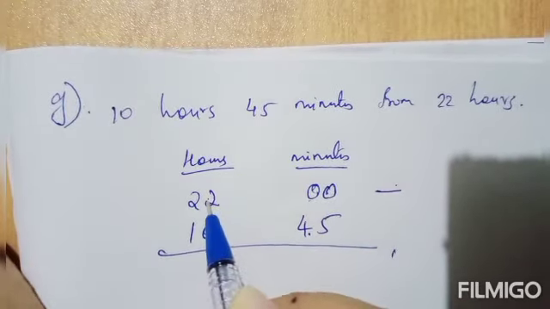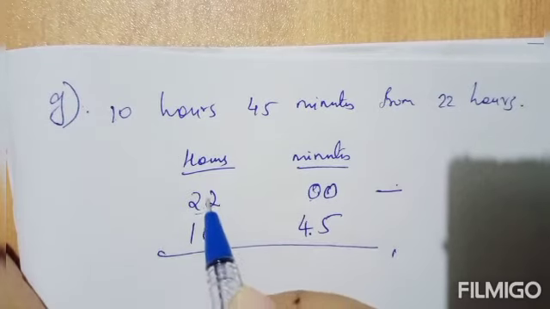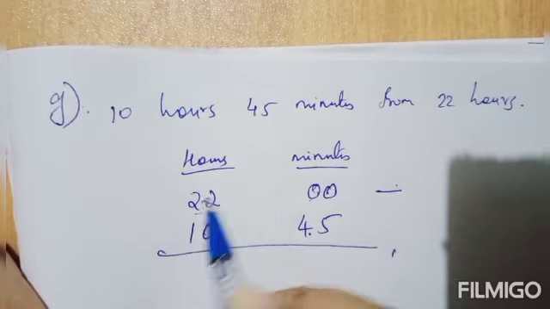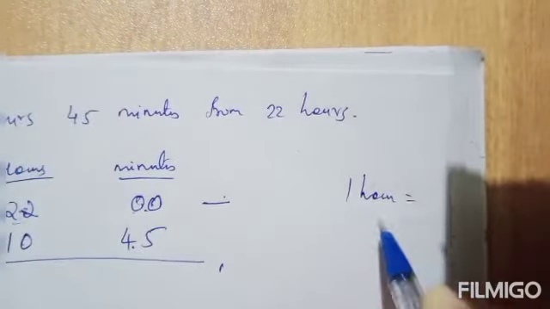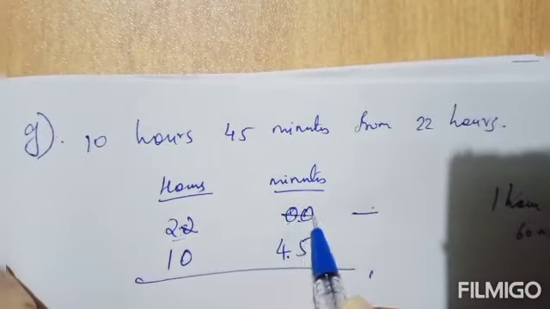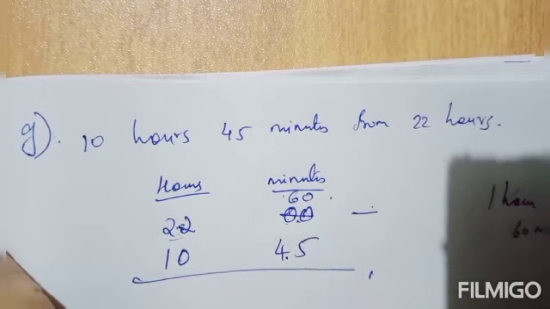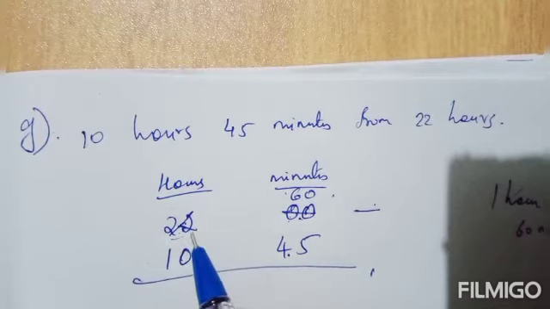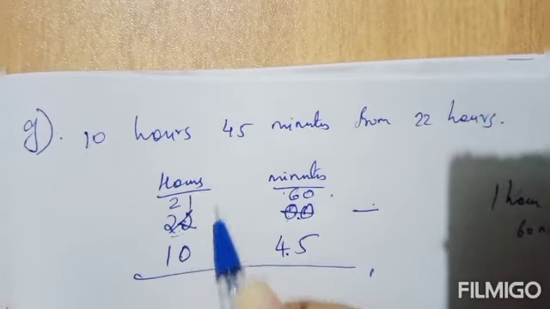Take 1 hour. Here 22 hours. So take 1 hour from hours to minutes. Okay, 1 hour we know it is 60 minutes. So this 60 minutes you can add here. 60 plus 0 you will get 60. Now 22 will be 22 minus 1, you will get 21.